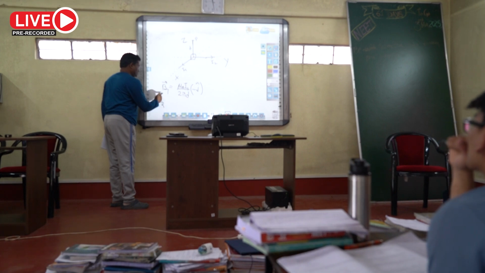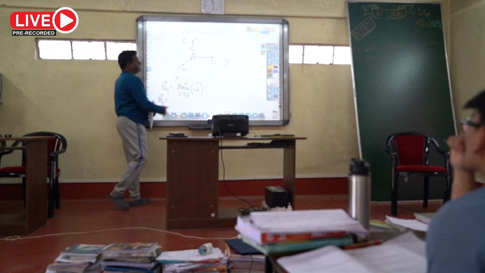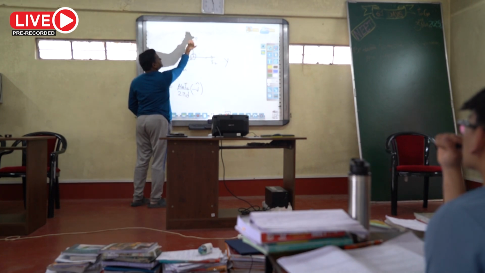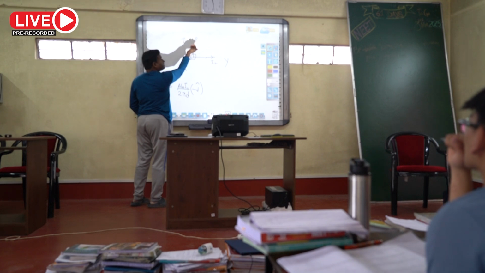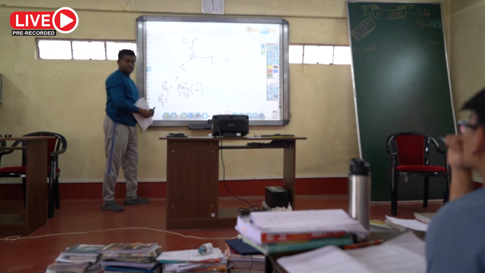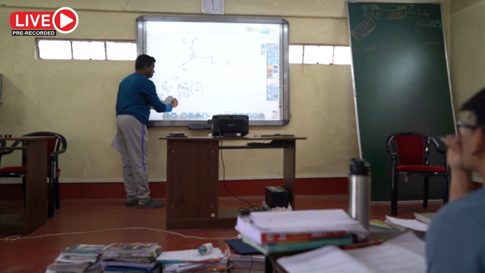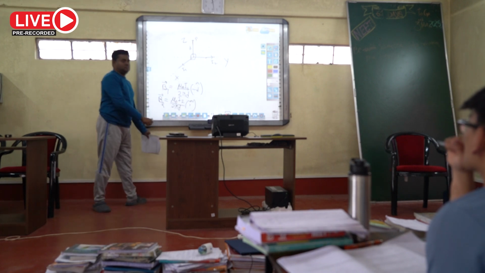Similarly, B2 for the second one. It is along this direction. So at this point P, this field is coming on this side, that means in the positive x direction. So i cap will be there. So it will be mu naught I2 by 2 pi d i cap.